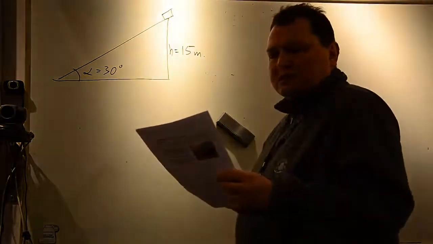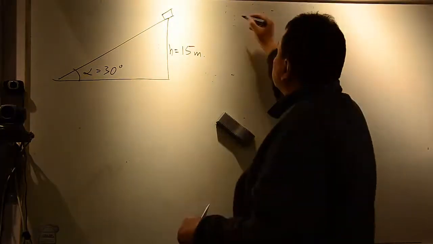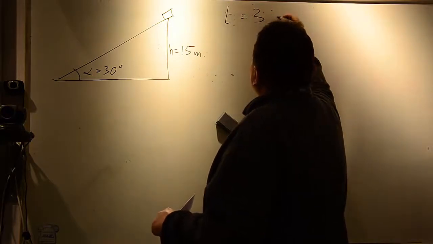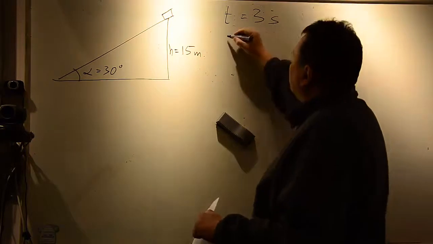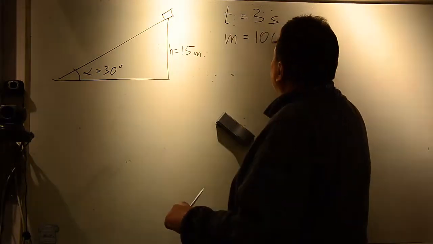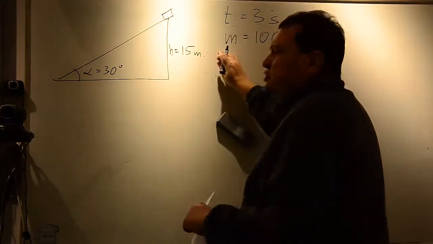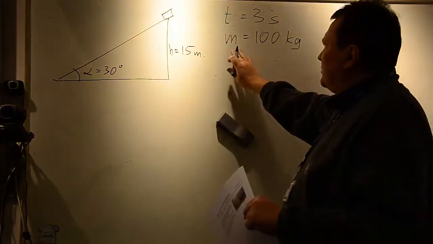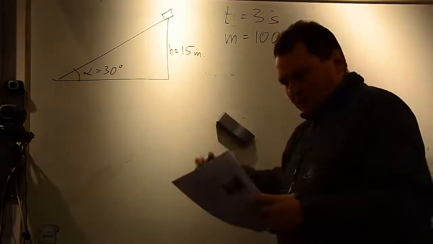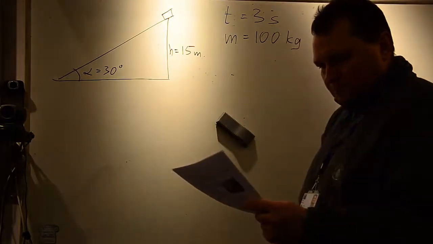The time in which the crate slid all the way down was 3 seconds. And we also have the mass of the crate, 100 kilograms. Actually, we won't need this mass because this mass will reduce in the final solution.